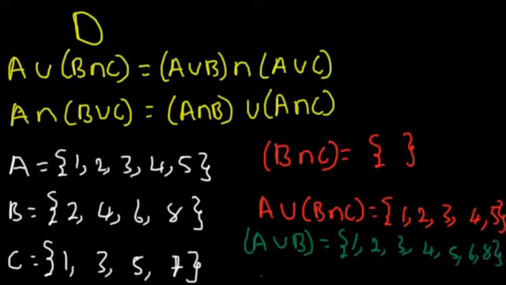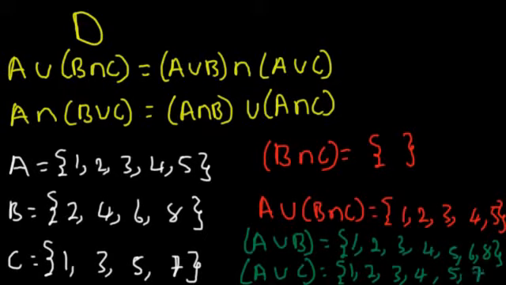Okay, now what about A union C? A union C will be equal to 1, 2, 3, 4, 5, and 7. Okay, for the sake of those who might be wondering how I got A union B, I just combined the elements in set A and set B. And for A union C, I just combined the elements in set A and set C. Okay, now let's move on.